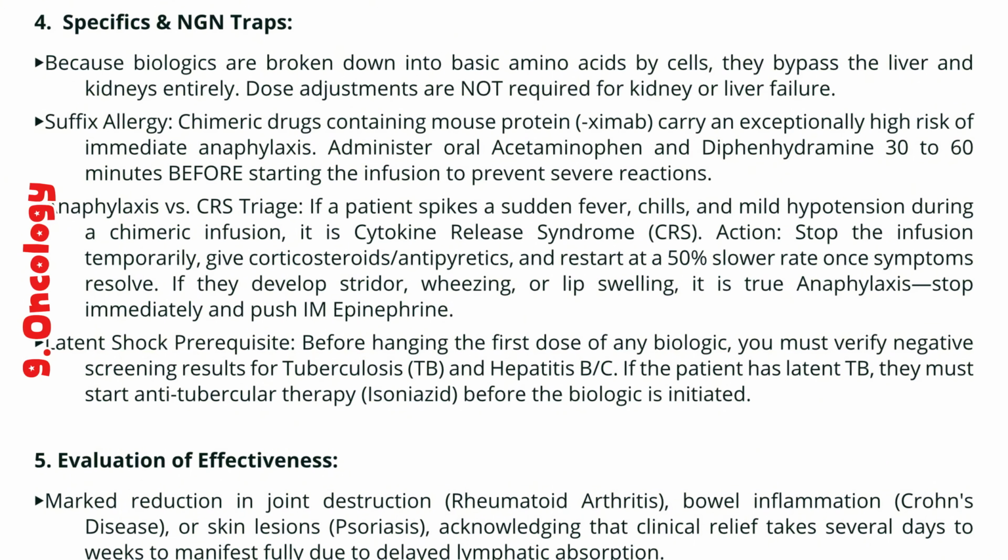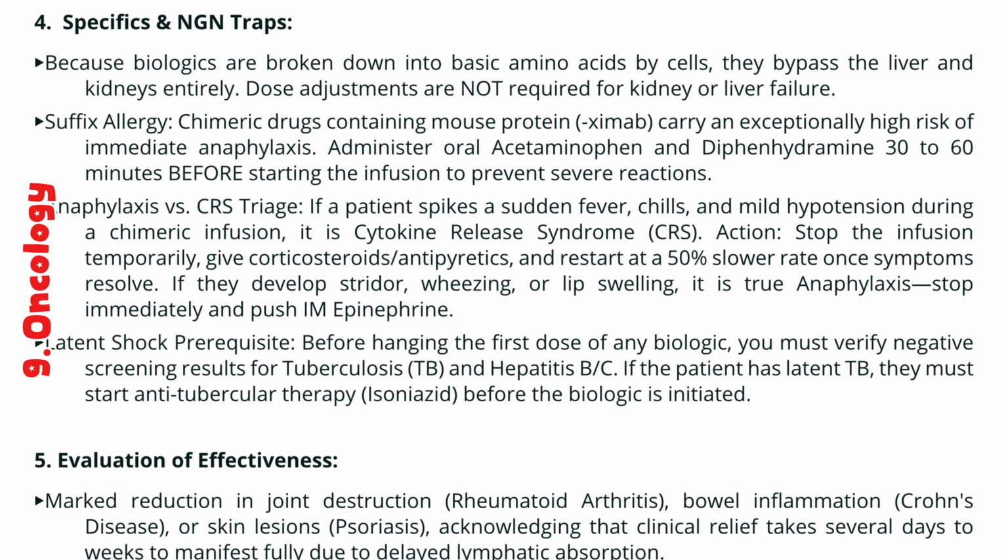If a patient on a chimeric infusion spikes a sudden fever, chills, and mild hypotension, that's CRS. Stop the infusion temporarily, give steroids and antipyretics, and restart at half the rate once it resolves. If instead they develop stridor, wheezing, or lip swelling, that's true type 1 anaphylaxis. Stop immediately and push IM epinephrine. Chimeric drugs are premedicated with acetaminophen and diphenhydramine 30 to 60 minutes before infusion, specifically to blunt that mouse protein allergy risk.